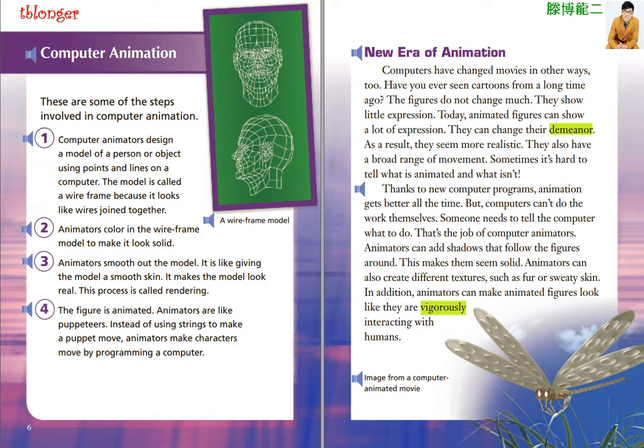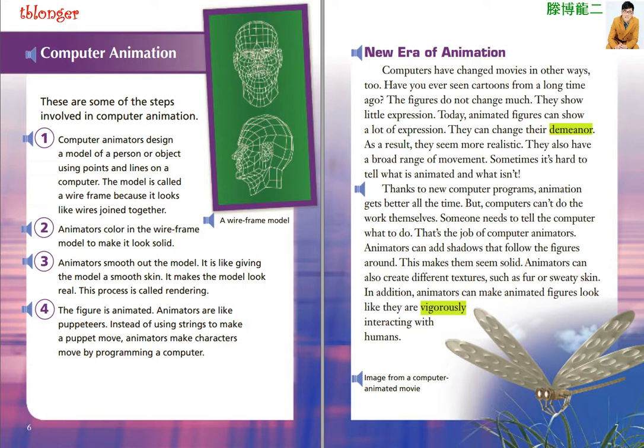New era of animation. Computers have changed movies in other ways, too. Have you ever seen cartoons from a long time ago? The figures do not change much. They show little expression. Today, animated figures can show a lot of expression. They can change their demeanor. As a result, they seem more realistic. They also have a broad range of movement. Sometimes it's hard to tell what is animated and what isn't.